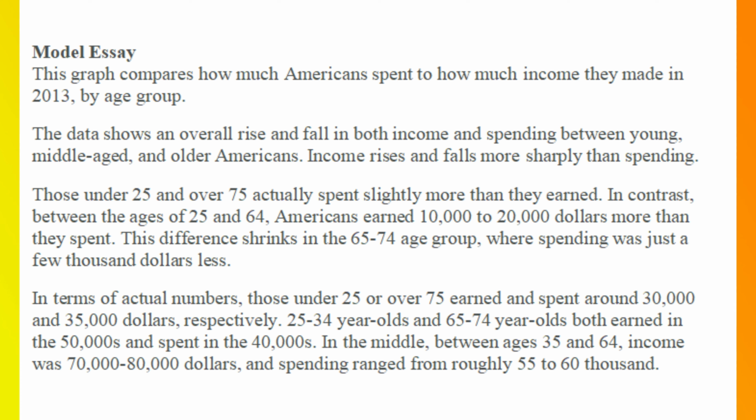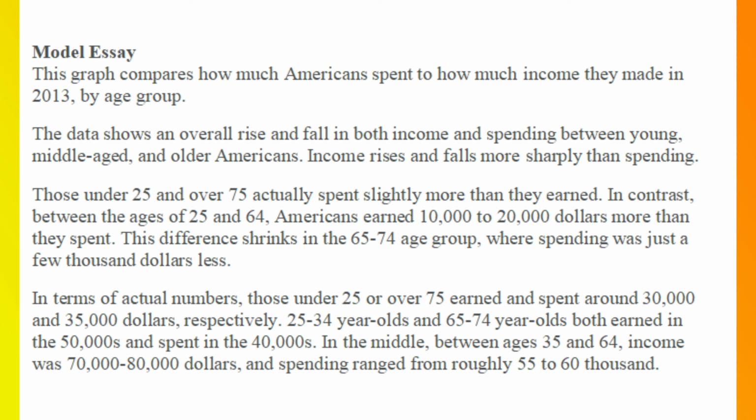This graph compares how much Americans spent to how much income they made in 2013 by age group. The data shows an overall rise and fall in both income and spending between young, middle-aged, and older Americans. Income rises and falls more sharply than spending. Those under 25 and over 75 actually spent slightly more than they earned.